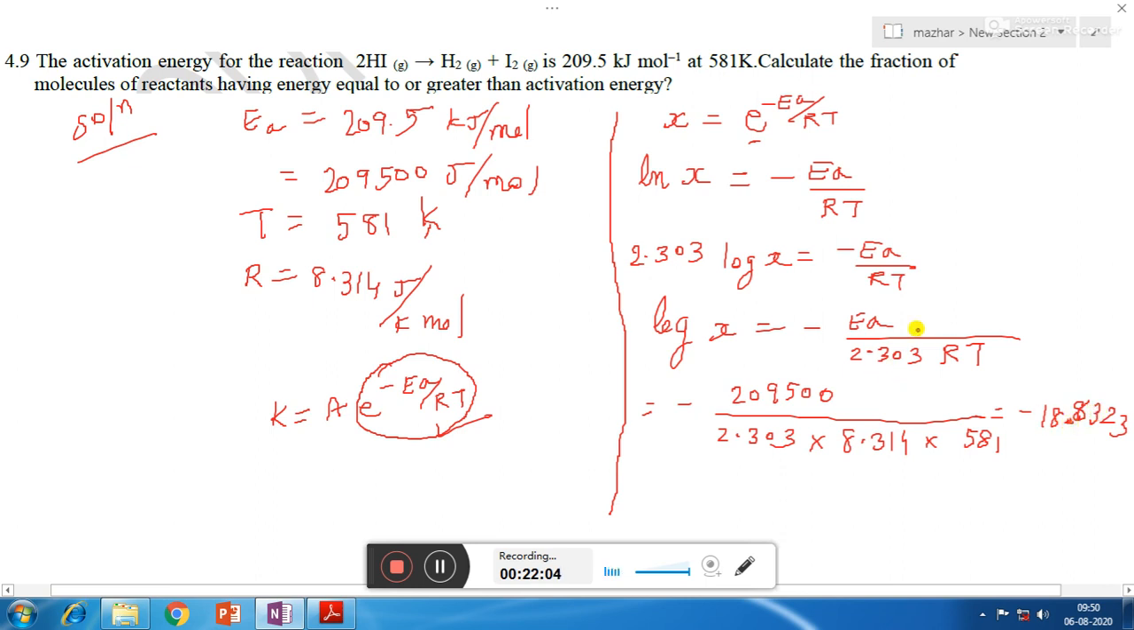Now if you want to find out x, x will become equal to the anti-log of minus 18.8323. Now anti-log of a negative value cannot be found directly. So what we have to do is add 1 and subtract 1. We have minus 18.8323. First of all, add 1.